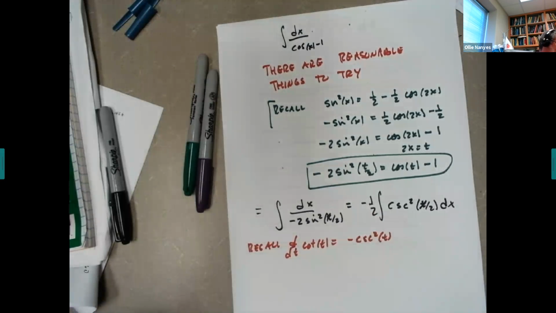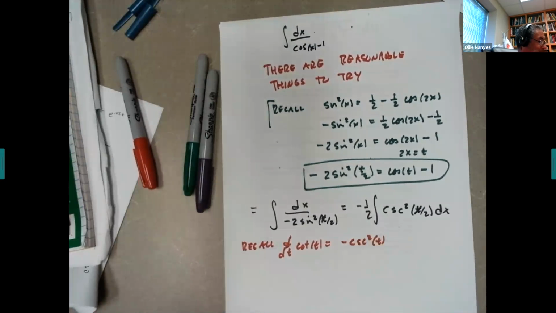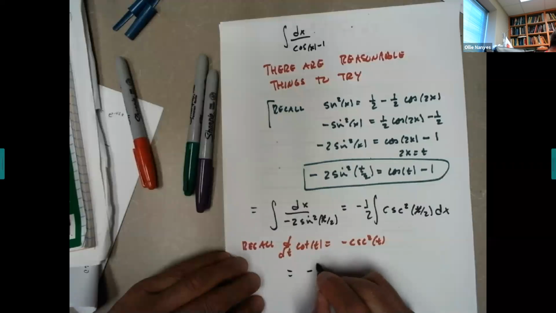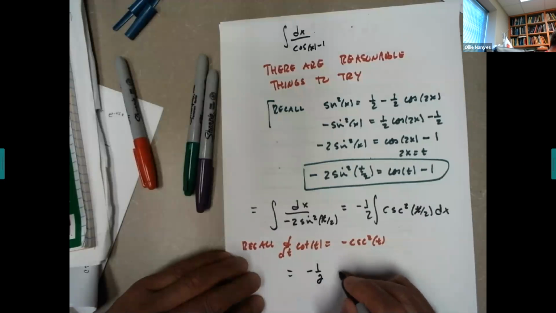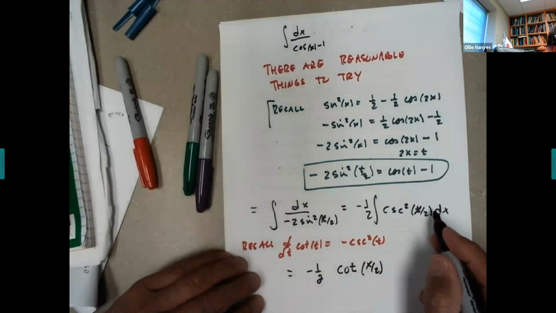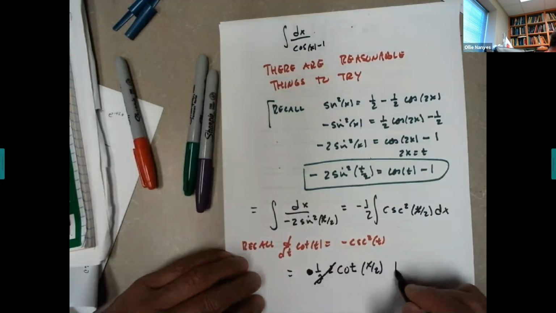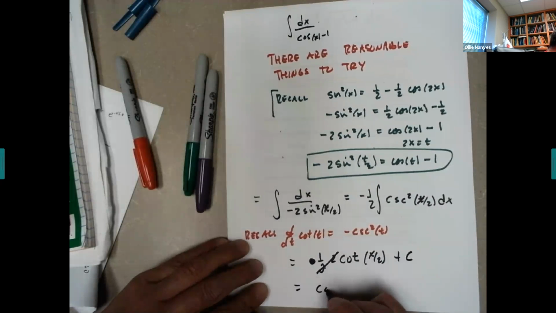So what we have here, using this fact, using that we have negative cosecant squared, this is actually going to be negative 1/2 cotangent x over 2, and then, sorry, there's no negative anymore because the negative is there, and then we multiply this by 2, and this is what we get.